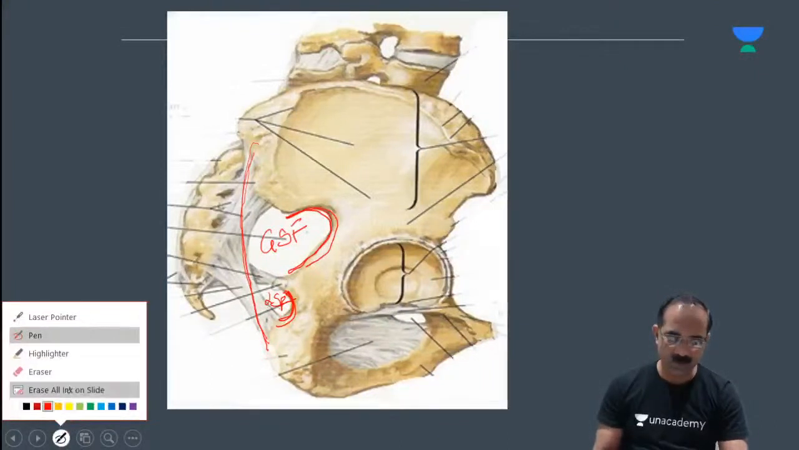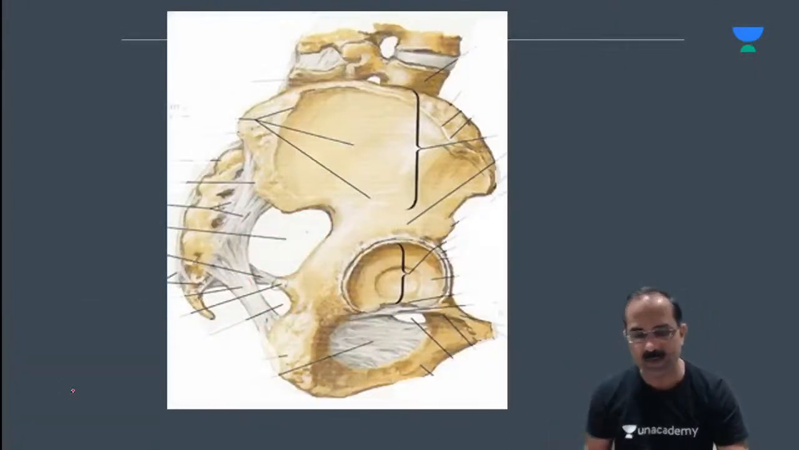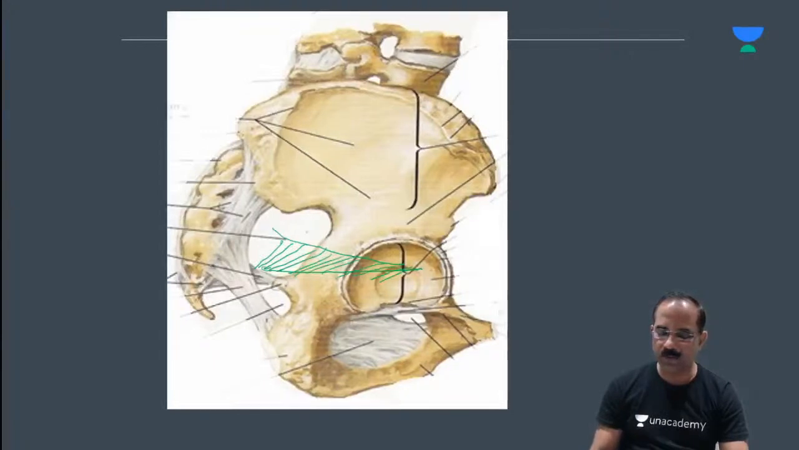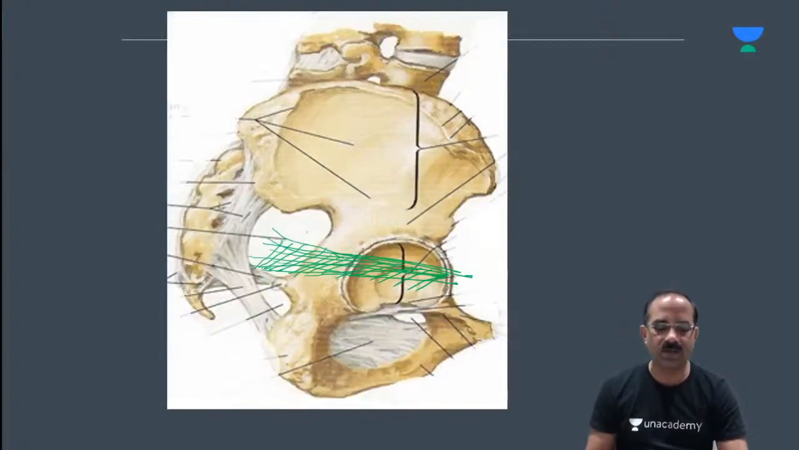Now you tell me what are the structures which get out through this greater sciatic foramen. Can anyone answer this? There's a big pear-shaped muscle which gets out from here, and this pear-shaped muscle gets inserted on the tip of the greater trochanter. What is this muscle? That's the piriformis muscle, piriformis.